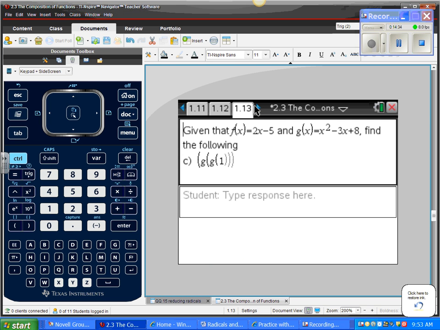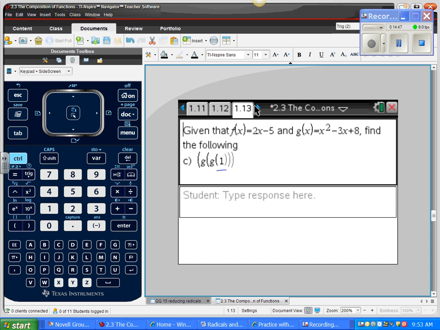All right, given that f of x equals 2x minus 5 and g of x equals x squared minus 3x plus 8, find the following: g of g of 1. Okay, so we are using the same function twice. We start again right to left, and we're going to find g of 1 to start. Well, g of 1 is 1 squared minus 3 times 1 plus 8. G of 1 equals 1 minus 3 plus 8, which gives us a value of 6.